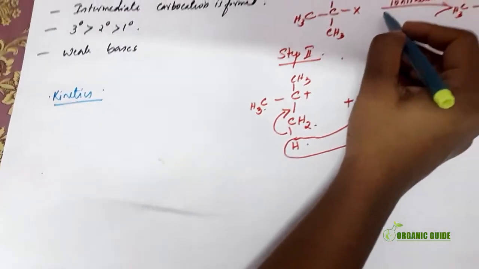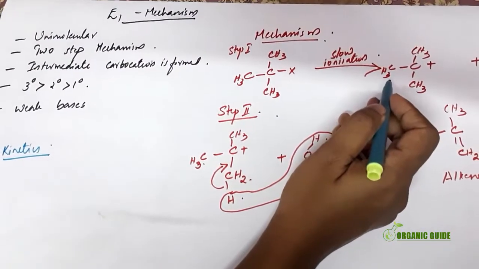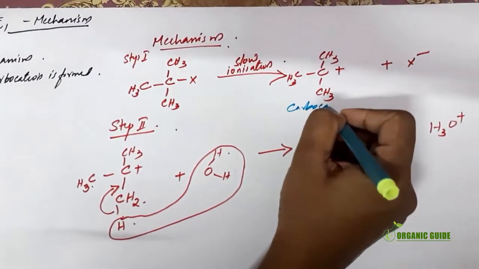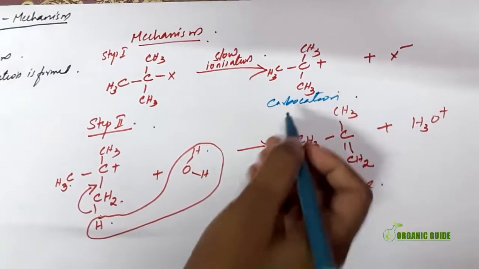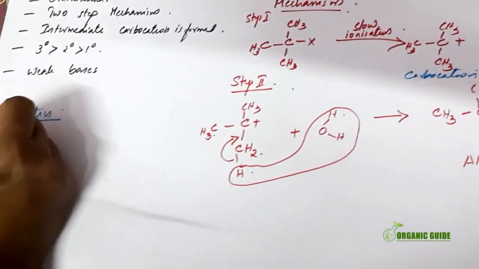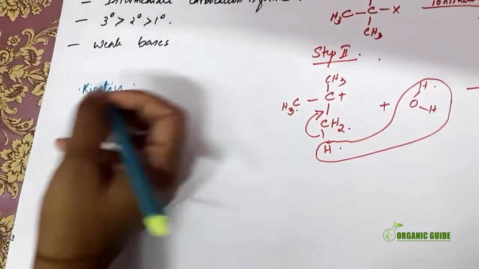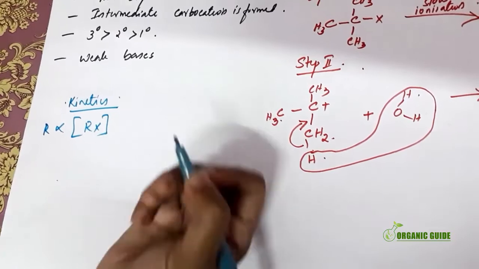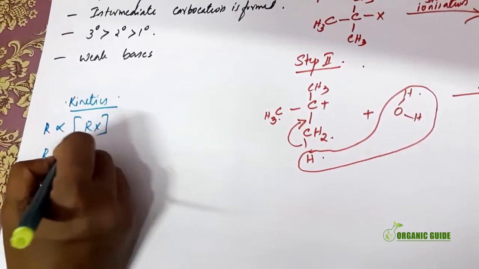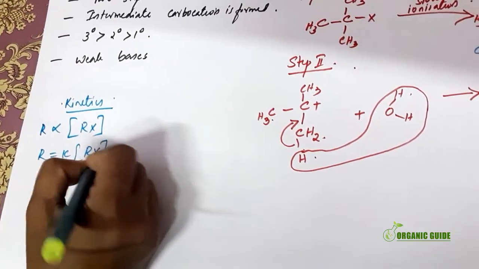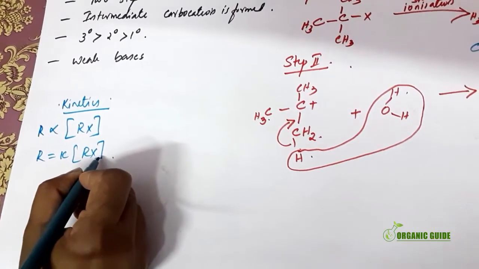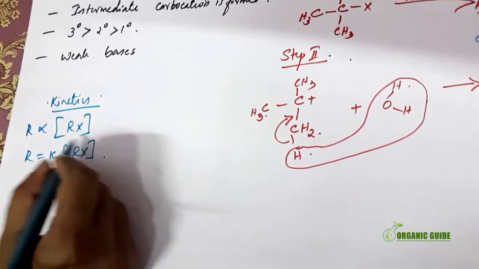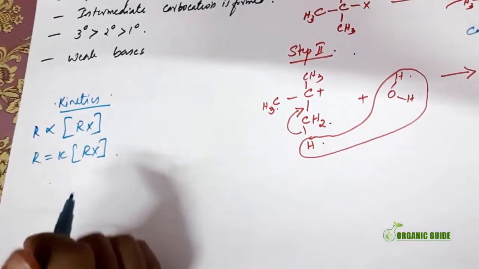Here this is the slow step or rate determining step, that is formation of carbocation. This is the carbocation. So formation of carbocation is the rate determining step. So rate is directly proportional to concentration of alkyl halide only. So rate is equal to k into [RX]. This is the equation for first order kinetics. So E1 reactions follow first order kinetics.